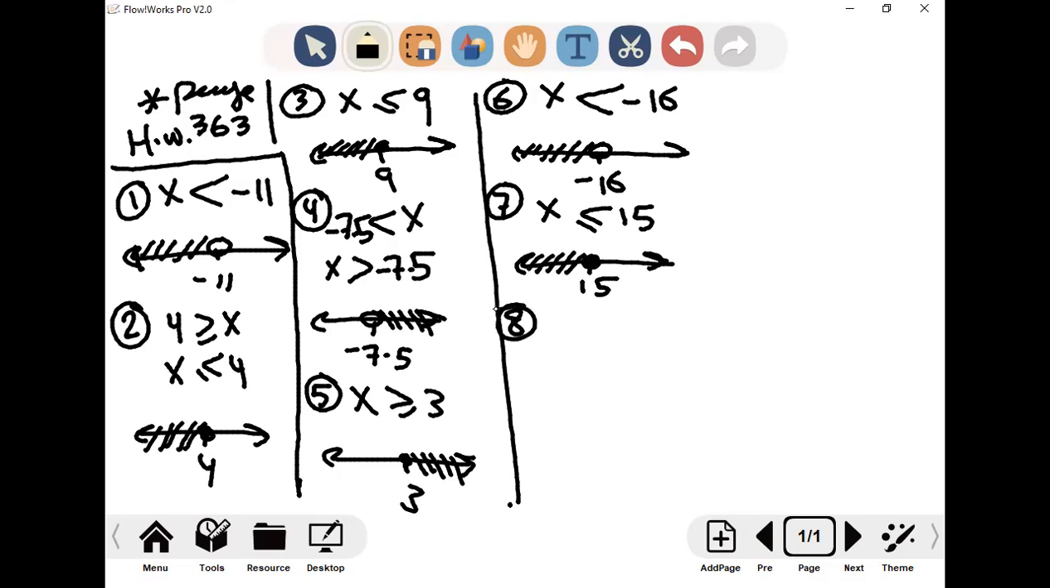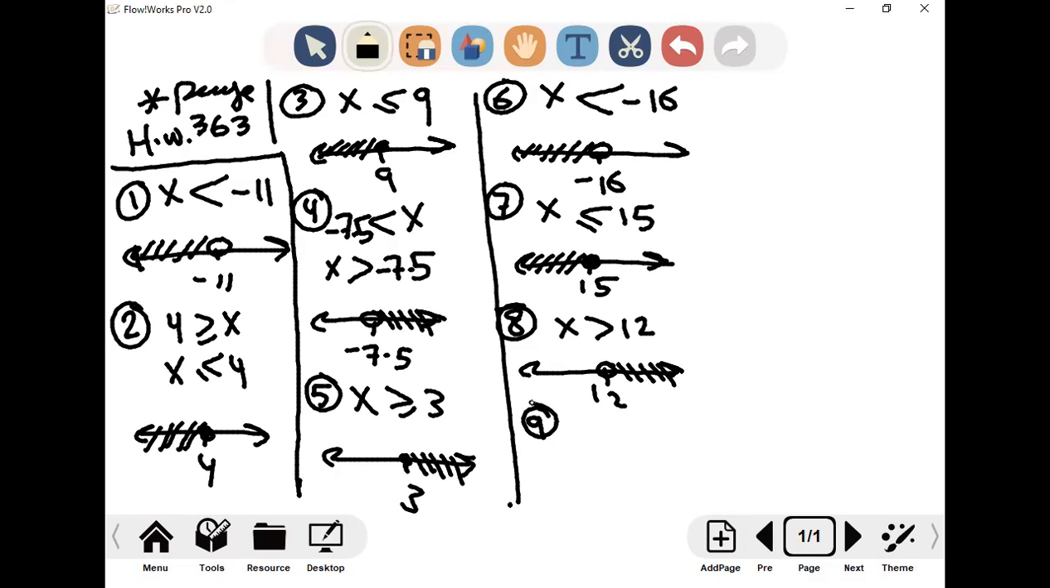Question 8, x more than 12, right? It's on the 12, open circle to the right.